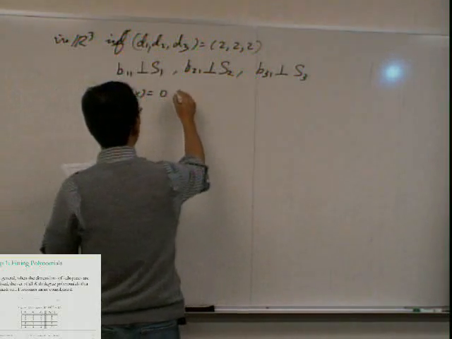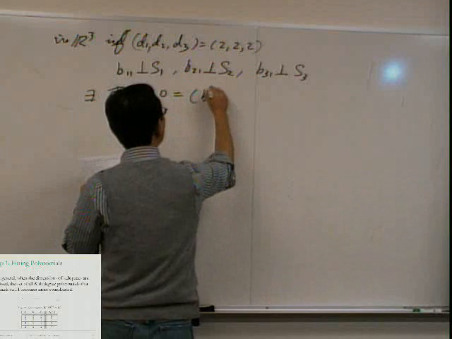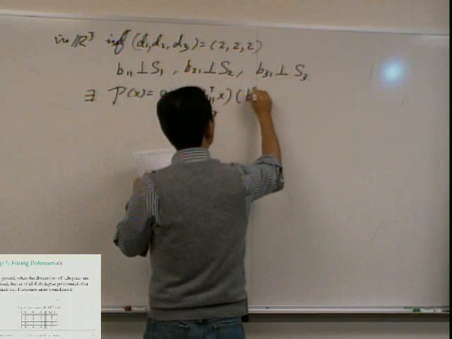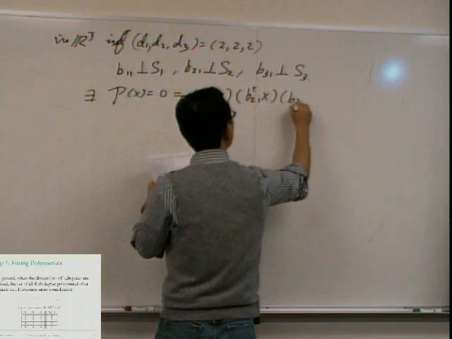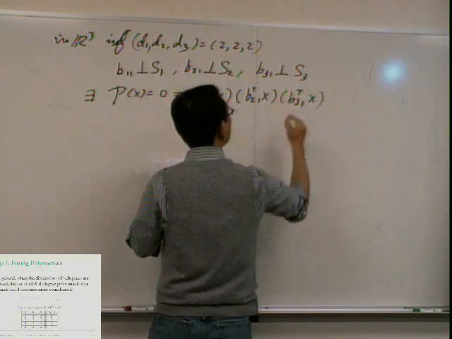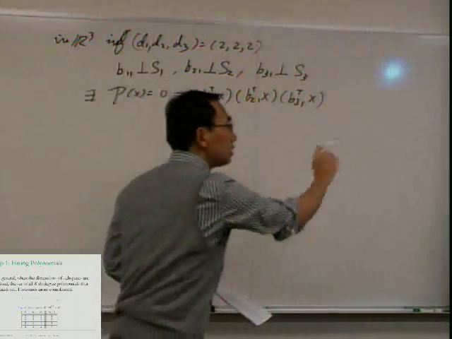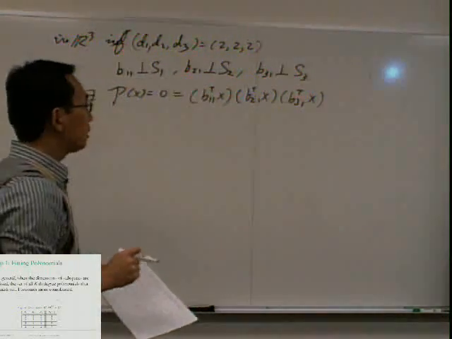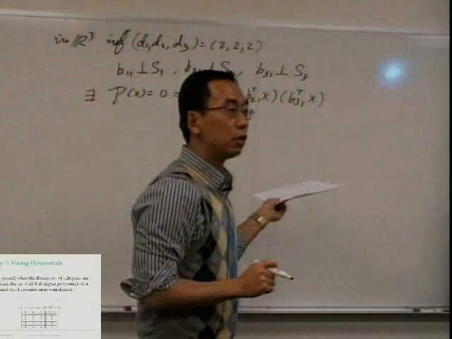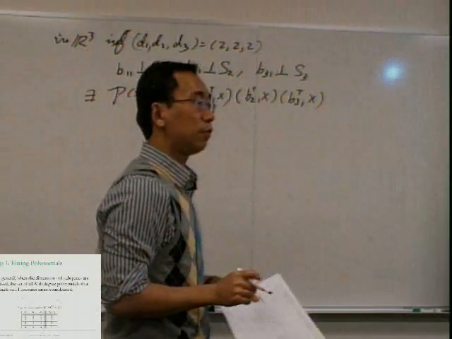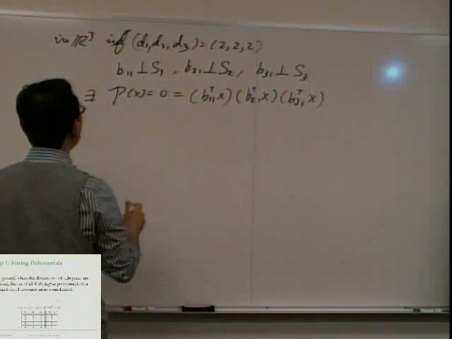What is P of x? It's equal to B11 transpose x times B21 transpose x times B31 transpose x, right? We know this case already. How about the second case? The second case is also very similar to the toy example. In the toy example, we have 2, 1. In this case, we have 2, 2, 1. But it's a similar case.